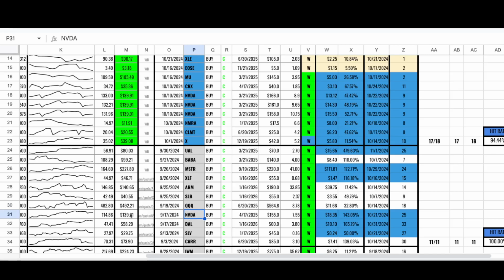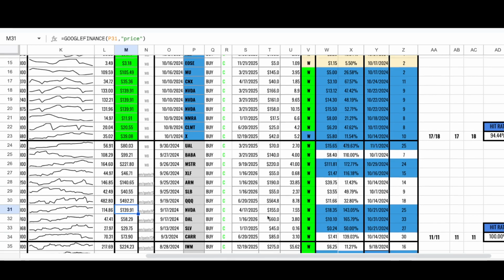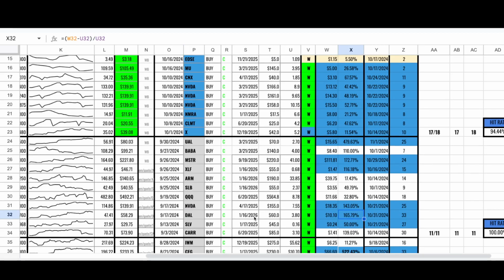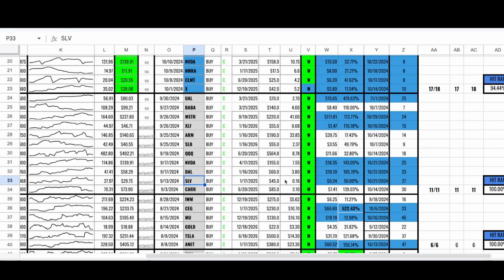QQQ, Nvidia, you can understand Nvidia continues to go higher. This one, they got in at 114, now it's at almost 140. Delta Airlines, this one was a good one too. We had seen a couple of additional Delta Airlines prints from previous months, and this one is looking at a 165% return after their earnings.